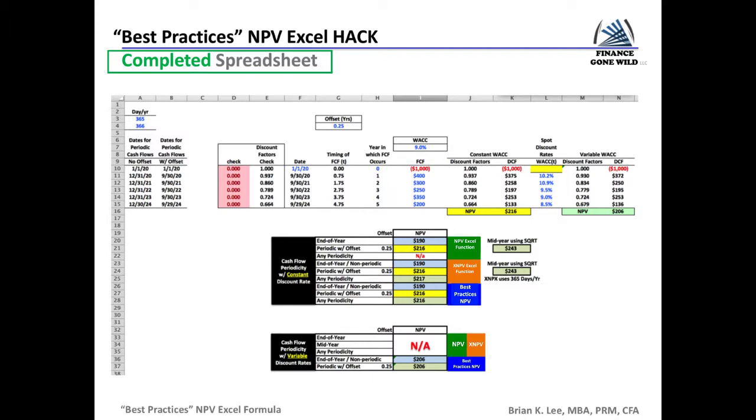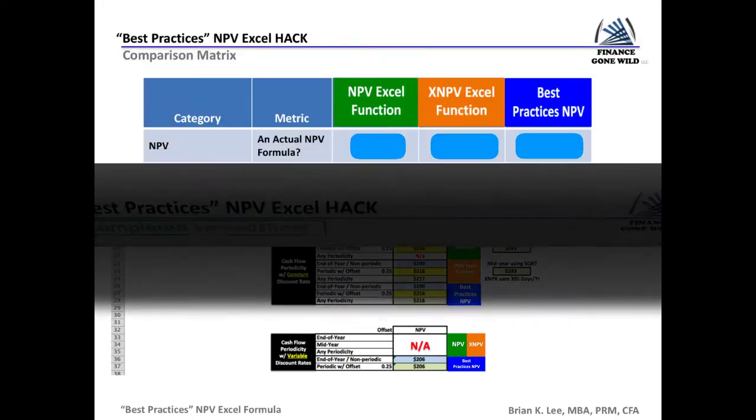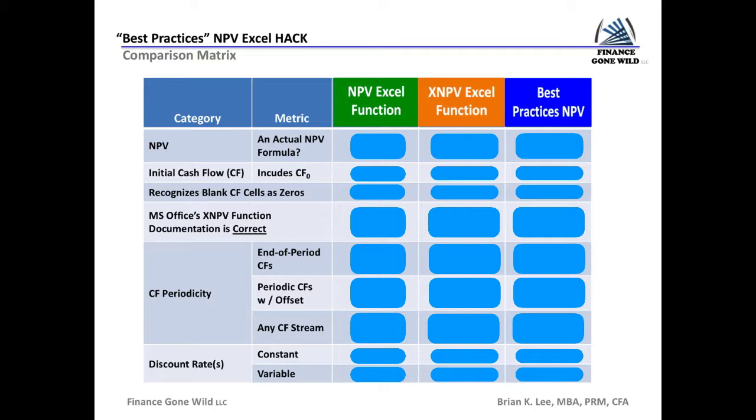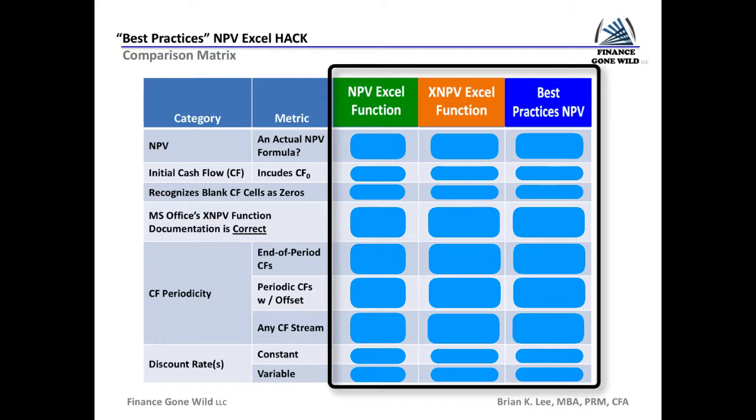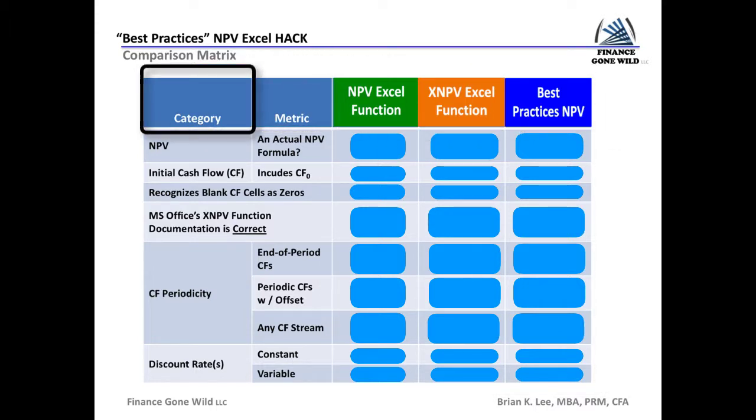You will know how to compare and contrast. In fact, I have a matrix set up whereby we can look in the last 3 columns at the 3 NPV calculations. And categories are NPV, initial cash flow, recognizes blank cash flow cells as zeros. Microsoft Office's XNPV function documentation is correct. I've already told you it's not. We'll take a look at that and see why it's not correct. Cash flow periodicity, the timing of the cash flows, and then lastly, use of either constant or variable discount rates.